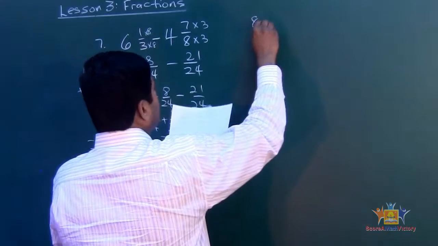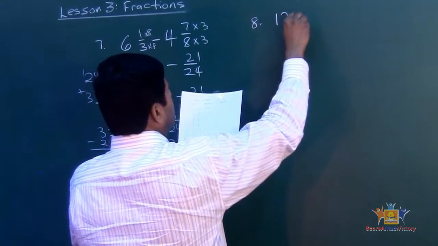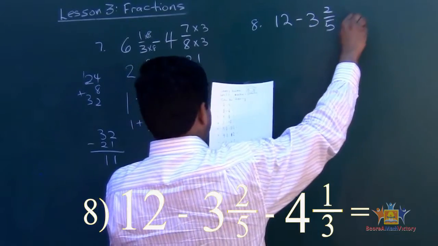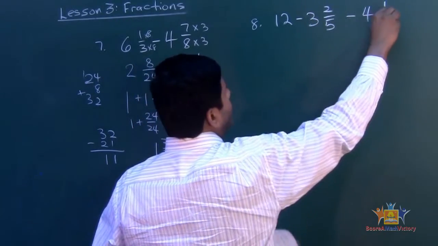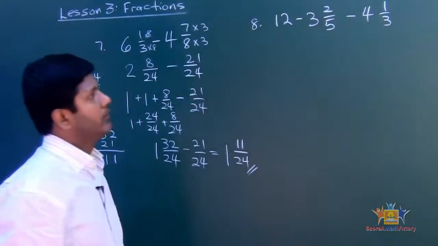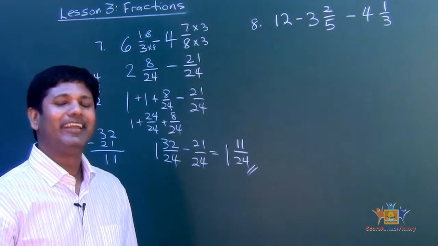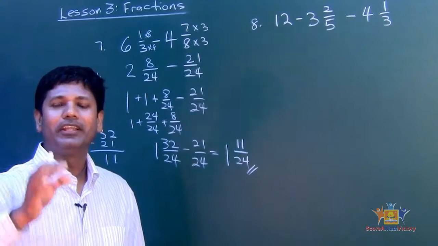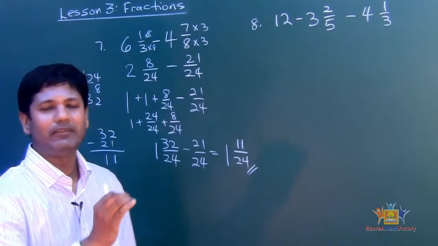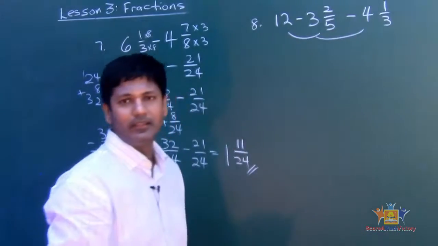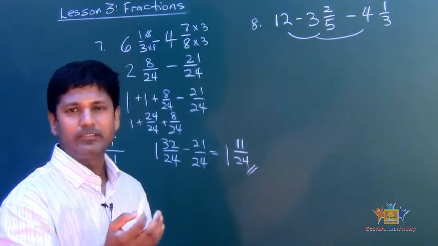Now let's look at problem number 8. Problem number 8, we're given 12 minus 3 and 2 over 5 minus 4 and 1 over 3. How do we do this? Exactly, very good. We're going to use the pairing method. We're going to pair these two first. We're going to solve it first and then we're going to solve it with that. Always, that's the best way.